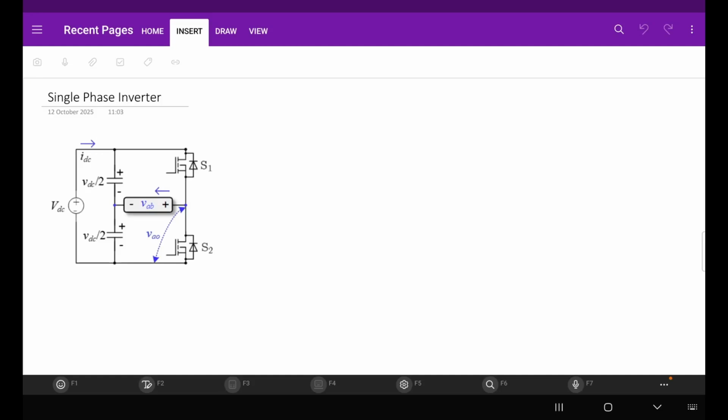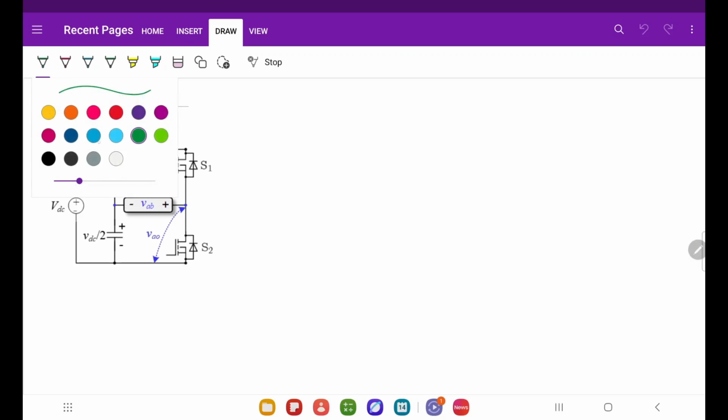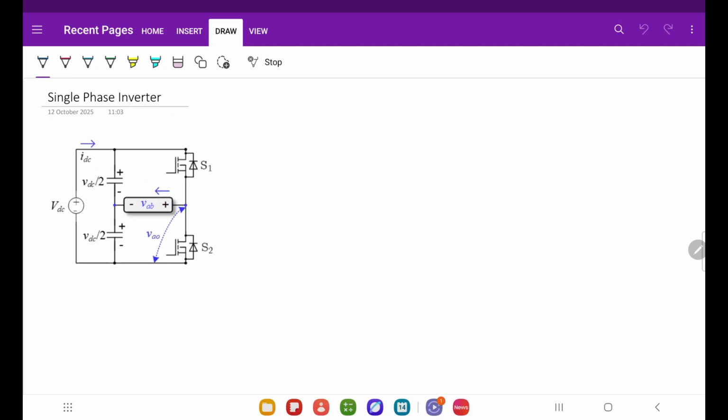So I will just discuss today about the single phase inverters. So let's see one by one. So this one is a half bridge inverter. Half bridge inverter means it is VDC here and there is a split DC link, VDC by 2 and VDC by 2.